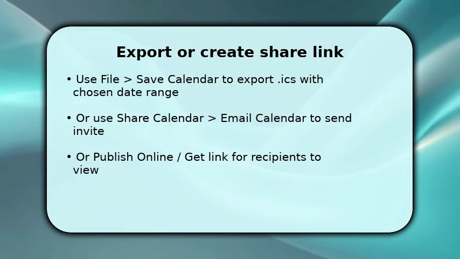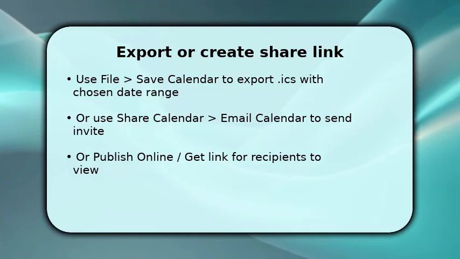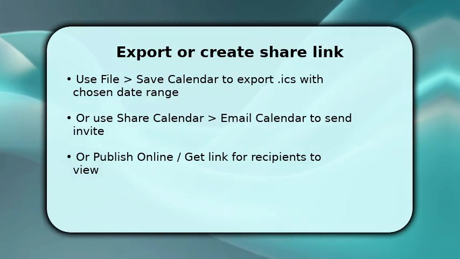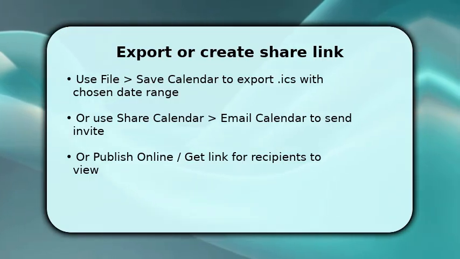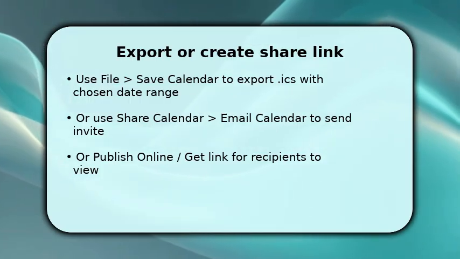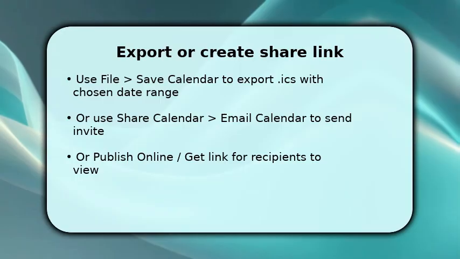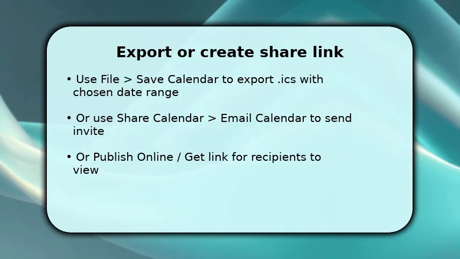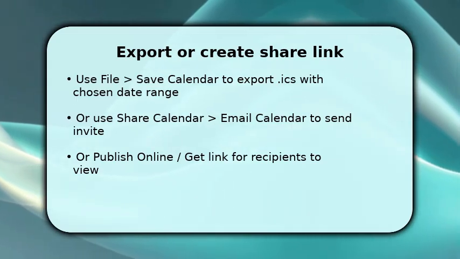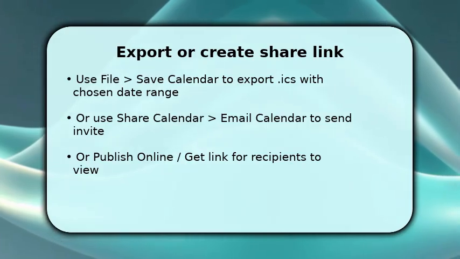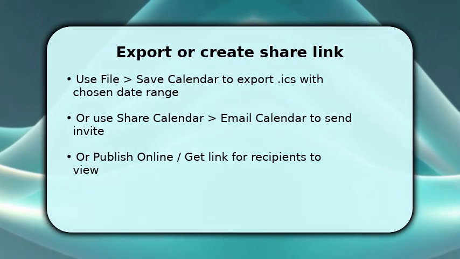You now perform the core action. To export, choose File, then Save Calendar, set the precise date range and detail level, and save an ICS file to attach to an email. This gives recipients a static copy. Alternatively, use Home, Share Calendar and pick Email Calendar to send an editable invitation with selected permissions. If you need live updates, publish the calendar online or get a sharing link. That path keeps events synchronized for everyone who receives the link.